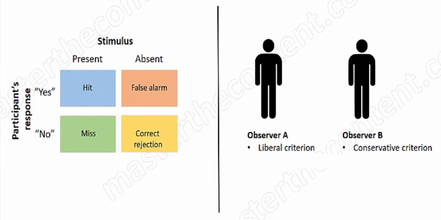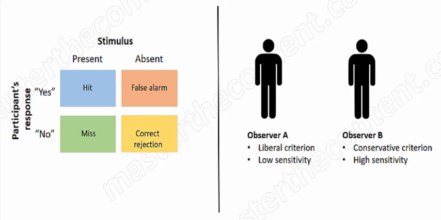Additionally, we should also note, even when the two observers differ in their criterion levels, such as observer A and observer B do, it is possible for both observers to be equally correct in detecting the presence or absence of a stimulus.